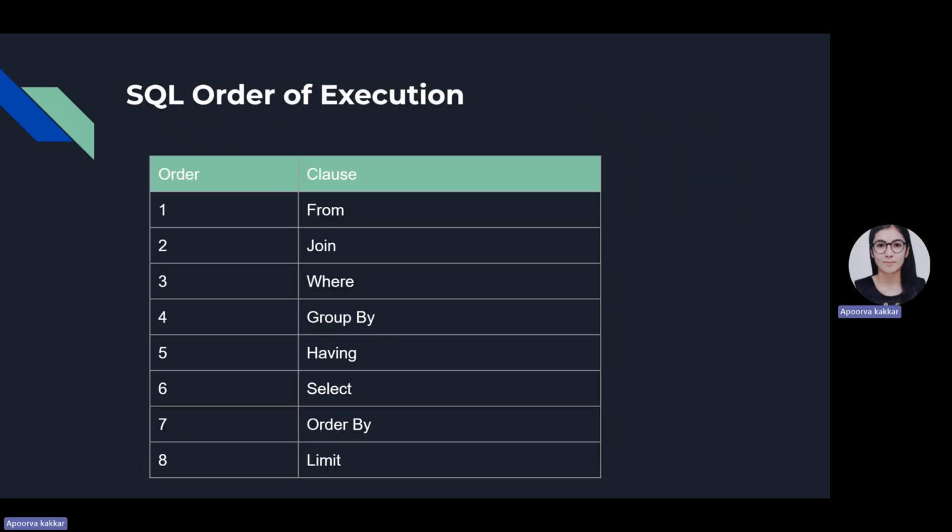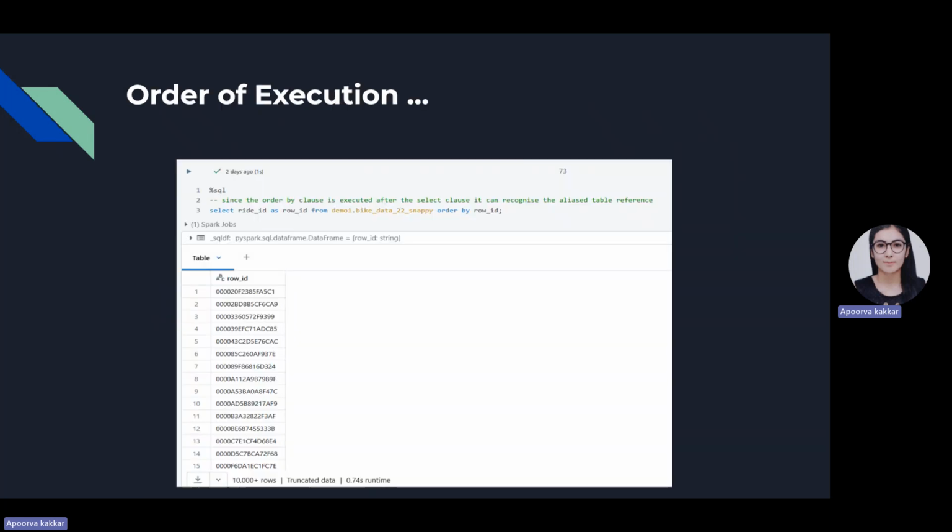As I had told you before, there is an order of precedence for the execution of these clauses. The order of precedence is as follows: it starts from, then join, then where, then group by, then having, then select, then order by, and then limit. Now, to understand this order of execution, we will go through some queries. Let's move forward with that.